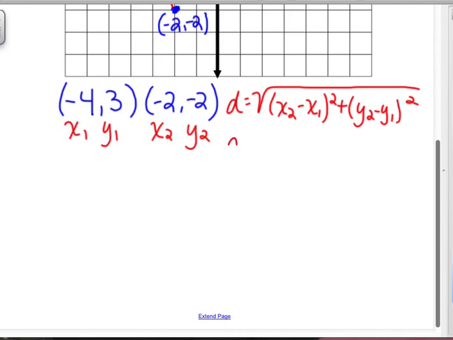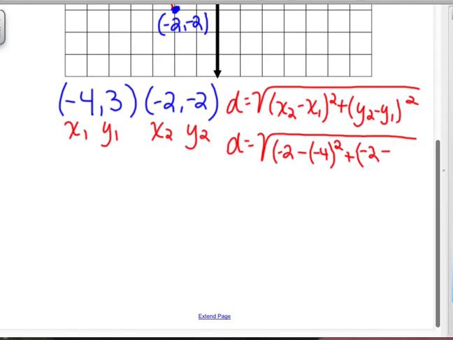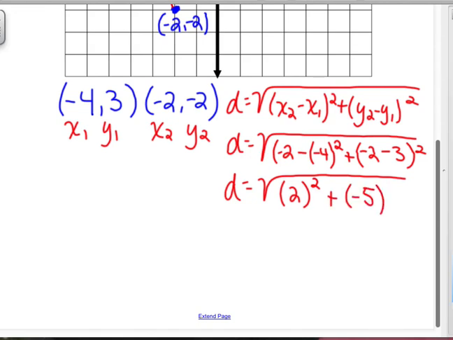Phew, my arm's getting tired. Let's plug in our numbers. What's x2? Negative 2 minus x1, negative 4. Square it, add. What's y2? Negative 2. What's y1? Positive 3. Square it. Okay, negative 2 minus negative 4 really becomes negative 2 plus positive 4, which gives me a positive 2. Negative 2 minus 3 gives me a negative 5.